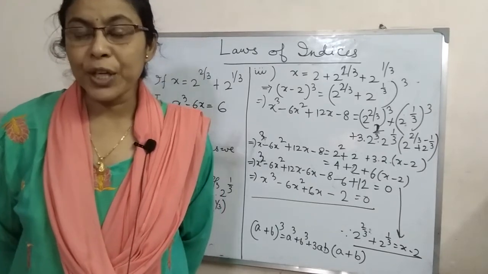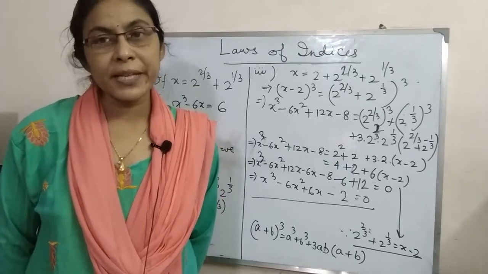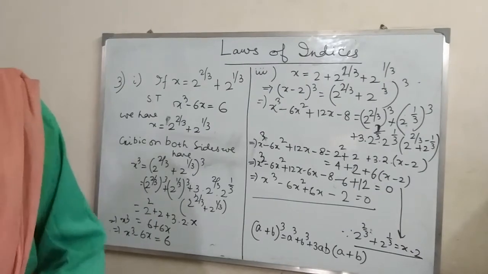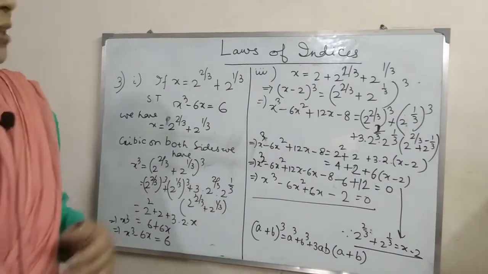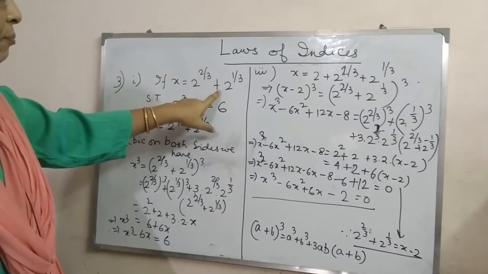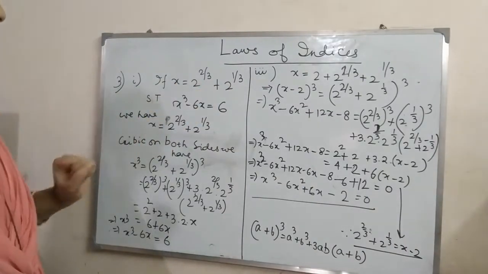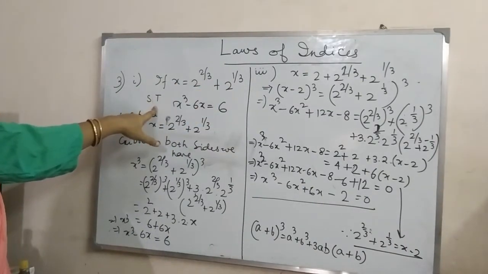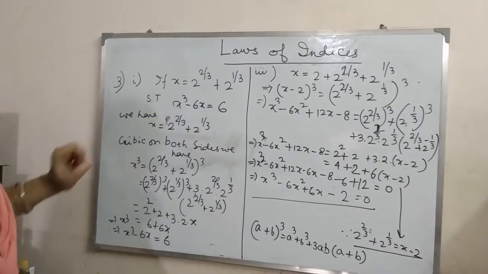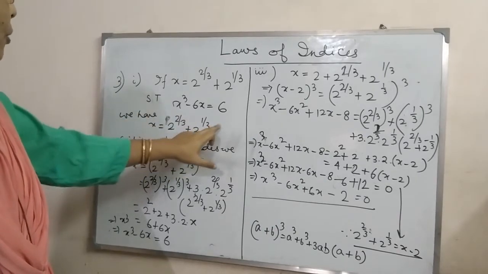Now we are going to focus on some different types of problems based on indices. I am starting from sum number 3. Here it is given: if x equals 2 to the power 1/3 plus 2 to the power 2/3, show that x cube minus 6x equals 6. We have x equal to 2 to the power 2/3 plus 2 to the power 1/3.